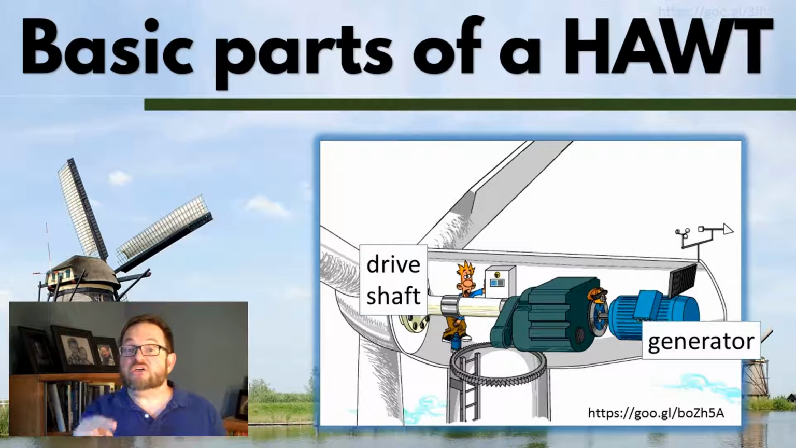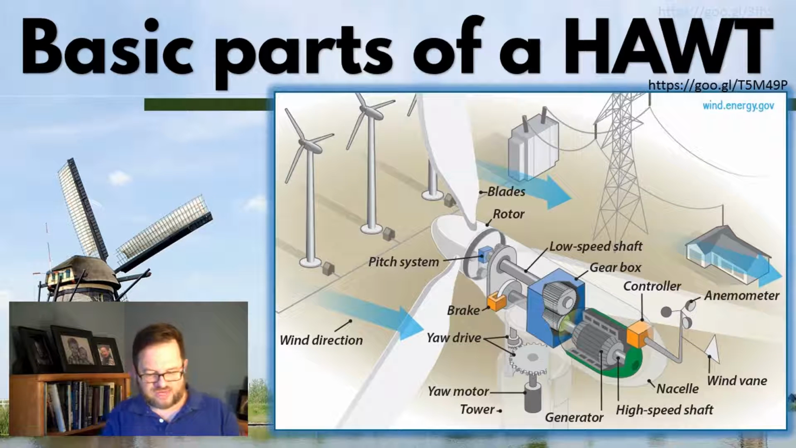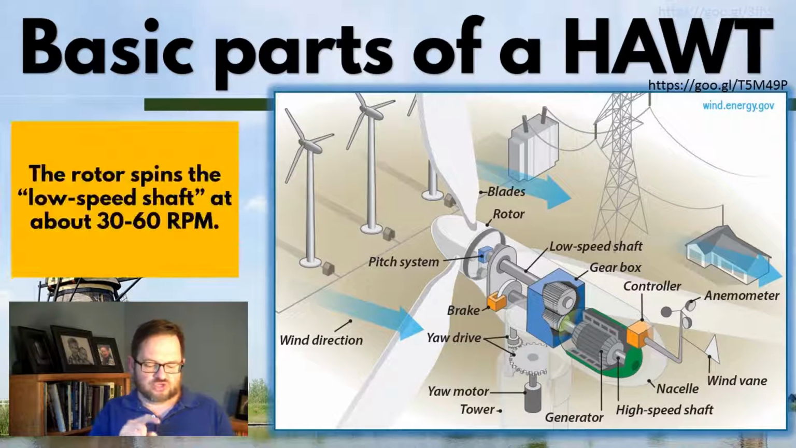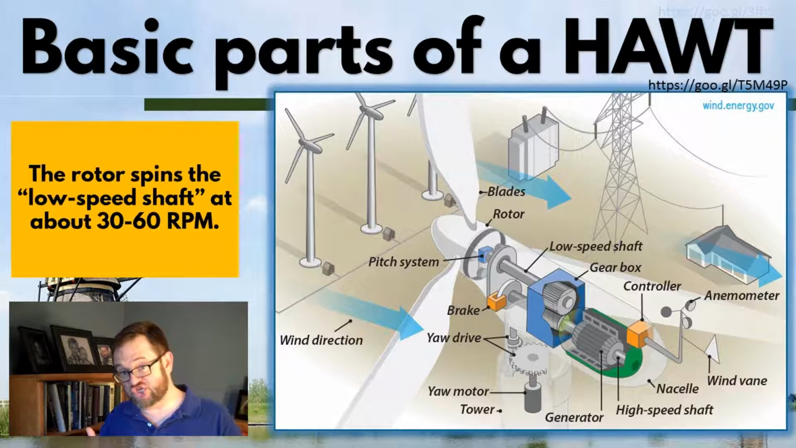Now, the rotor is going to be attached to a drive shaft. Eventually that drive shaft is going to lead to a generator where the electricity is actually being produced. But we need a better diagram if we're going to be looking at that better. So I like this one from the Department of Energy's website. Coming off of that rotor, there is a shaft, and that first shaft is called the low-speed shaft.